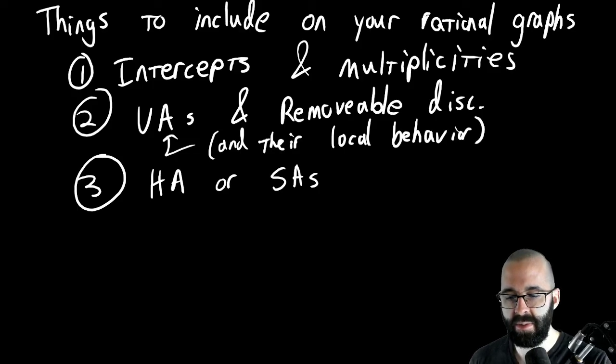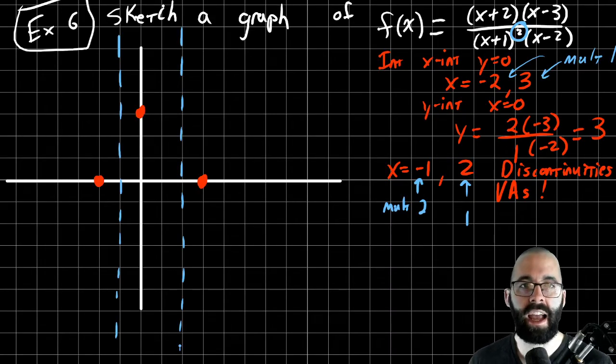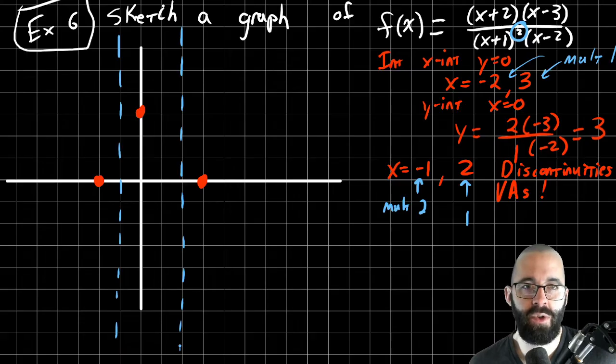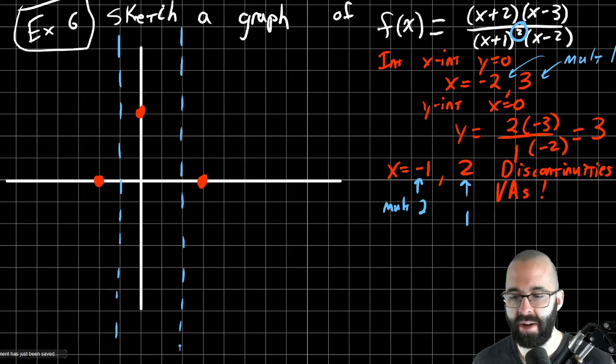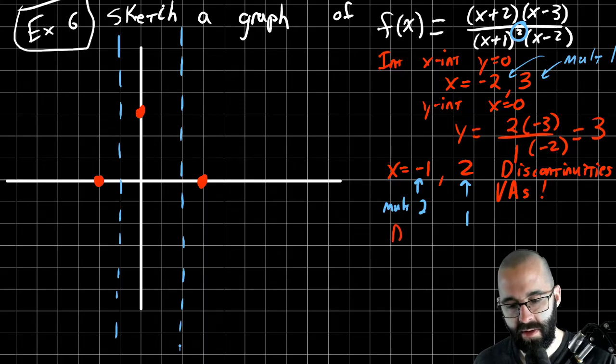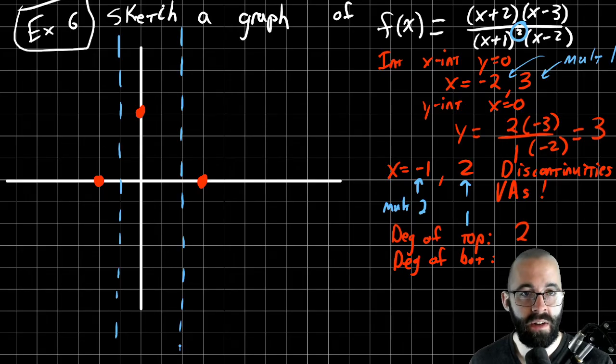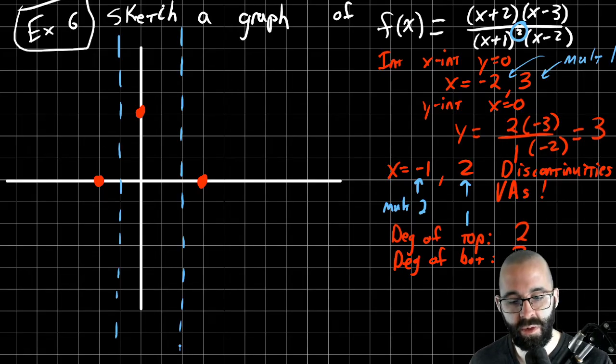We also need horizontal asymptotes or slant asymptotes. We're curious about the end behavior. Now the end behavior here is a little harder because it's not written out in general form of those polynomials. So we're going to look at the degree of the top and the degree of the bottom. What's the degree of this top polynomial? That's just a quadratic. And the degree of the bottom? That's something squared times a line. The degree of the bottom is 3.